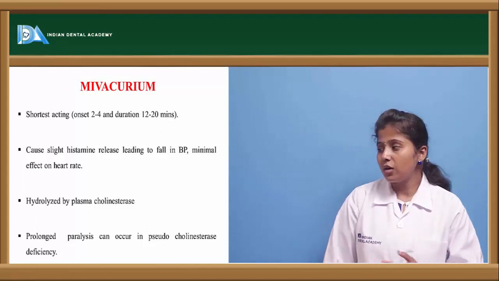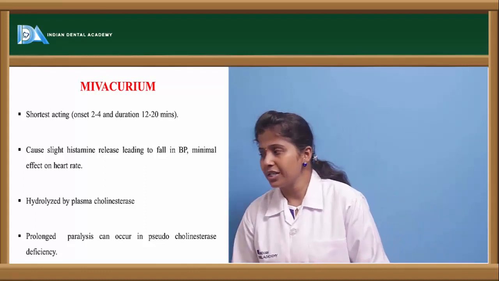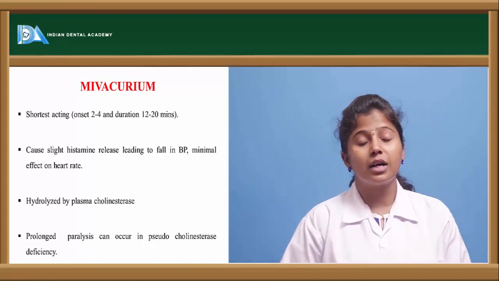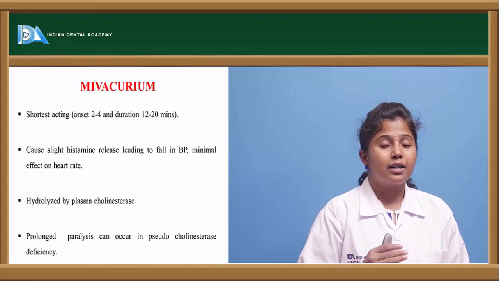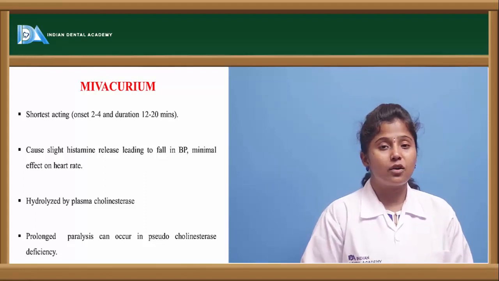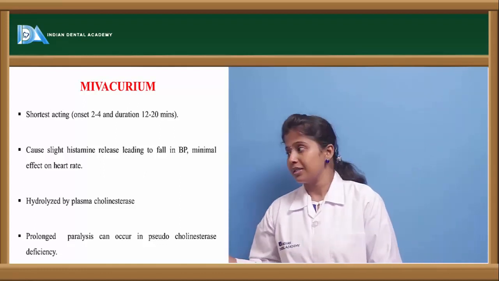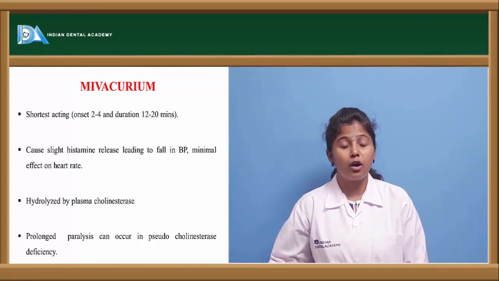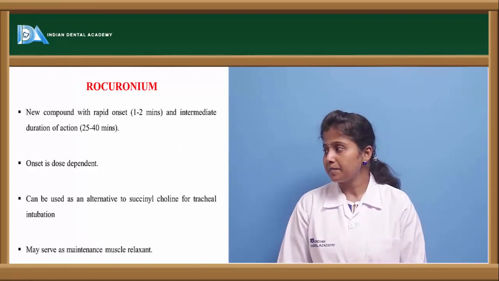But here it causes prolonged paralysis in pseudocholinesterase deficiency. So if the enzyme called pseudocholinesterase is not present, or in the deficiency of this enzyme, the action of mivacurium is prolonged, and thereby it may lead to paralysis of the skeletal muscle.